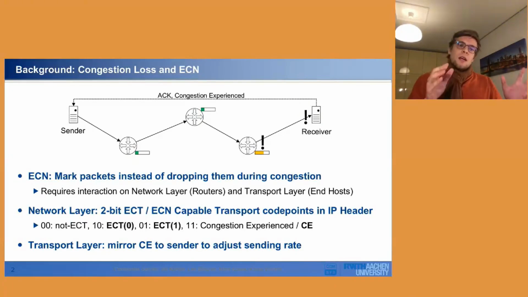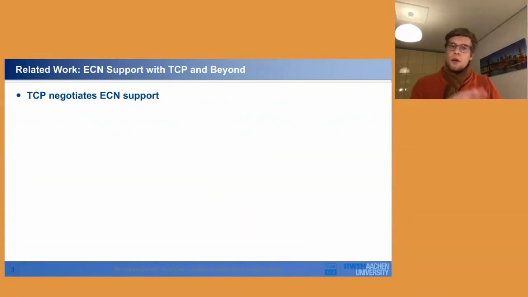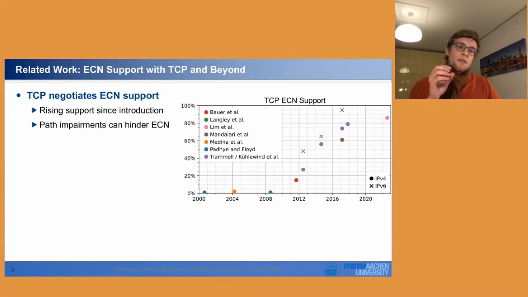However, ECN has been standardized after TCP and IP have already been standardized. So TCP has to negotiate ECN support. There's a lot of related work on this, which sees that from its introduction in 2001 up to now, we see a rising support. But this related work also found path impairments, which can hinder ECN. Of course, if there's a router on the path which basically just removes the ECT fields, or if there's a middle box which changes the meaning of these fields, this can, of course, impair ECN.